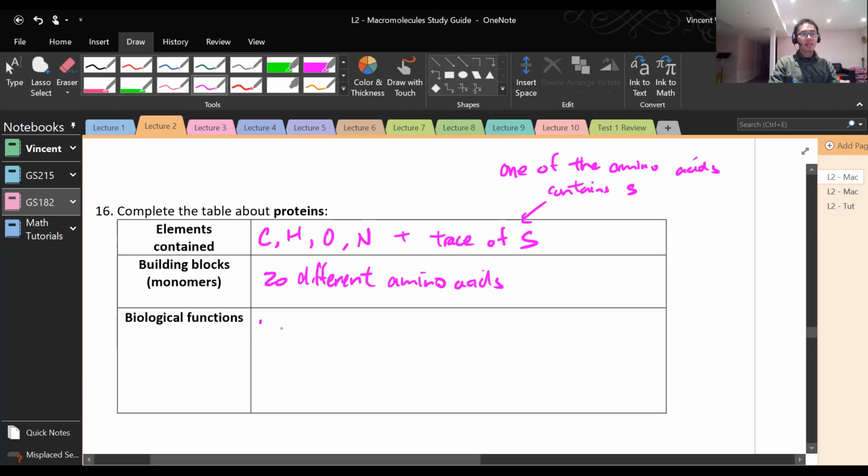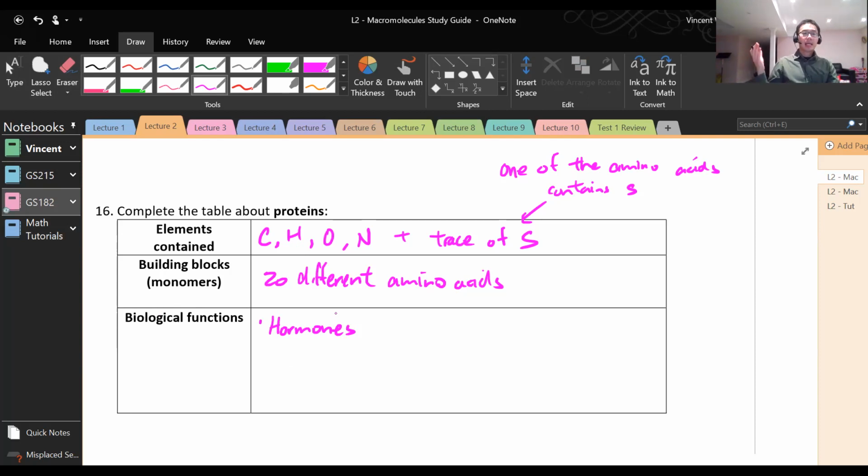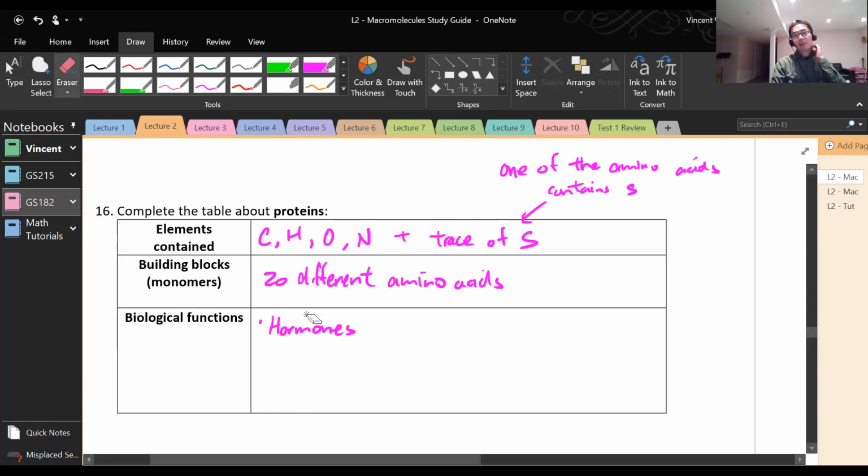Biological functions. What do we need proteins for? A bunch of stuff. We need them to make hormones. Remember, hormones are just signaling molecules, how your body communicates between different parts. Some are lipid hormones like testosterone and estrogen. Some are protein hormones, such as insulin. Does anybody know another protein hormone? Insulin helps you absorb sugar. If you don't make insulin or don't respond to it, you get diabetes.